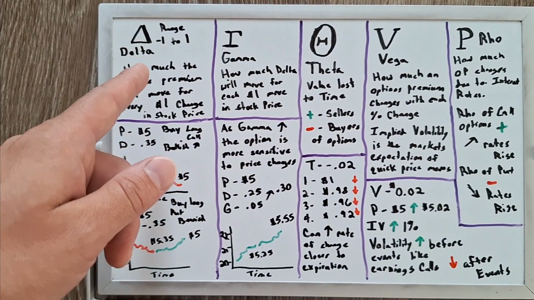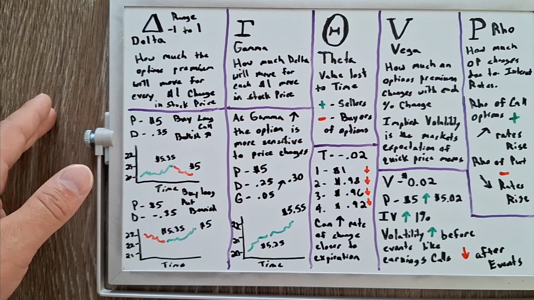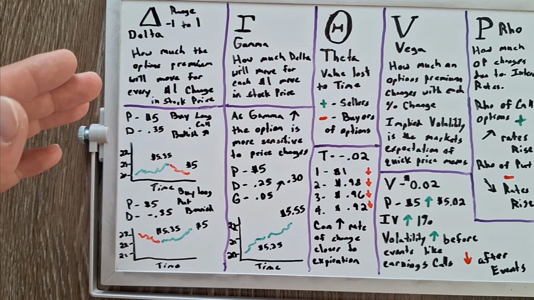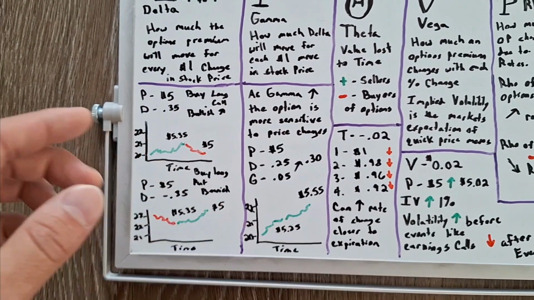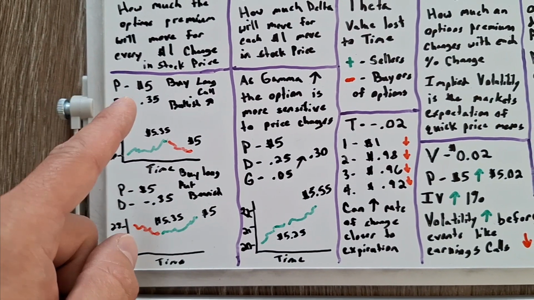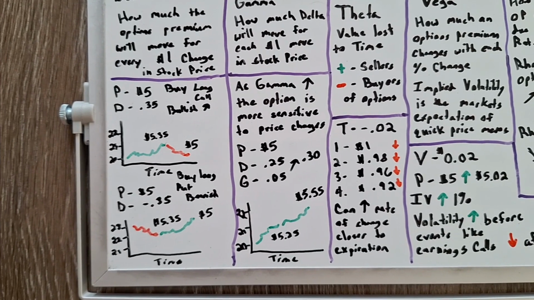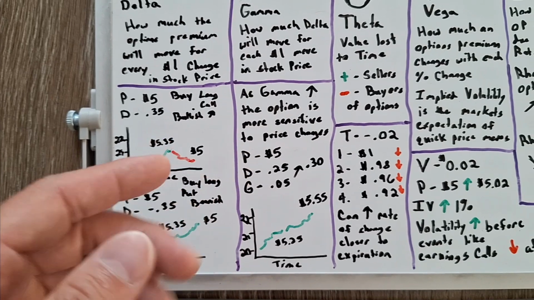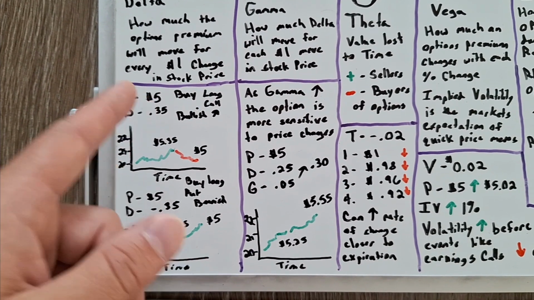With delta, your delta could range anywhere from -1 to 1. And this will show you how much the options premium will move for every $1 change in your stock price. So here's a little example. Say you buy an option, and usually options are bought by the hundred. So your options premium will be $5 per share, and if you buy 100 of those, you'll multiply this by 100.